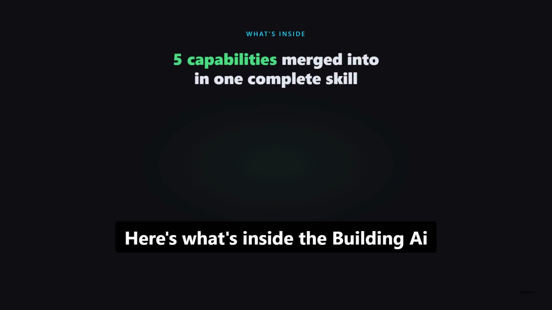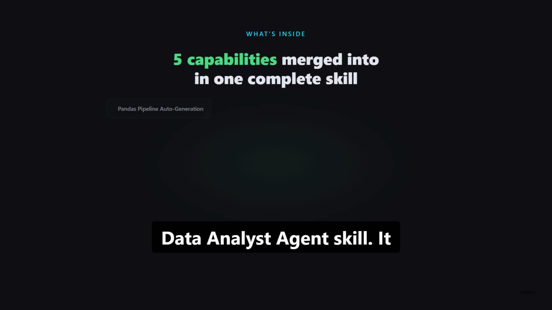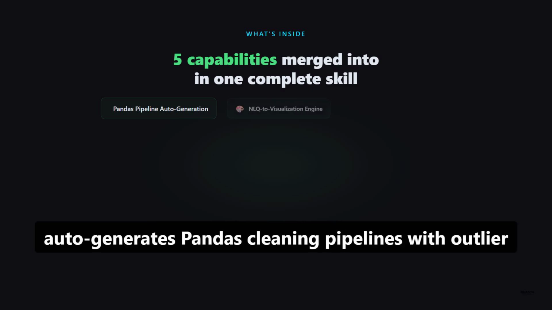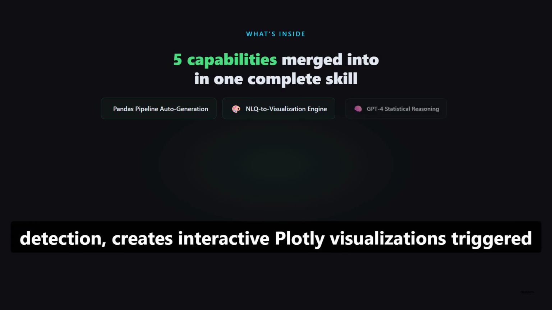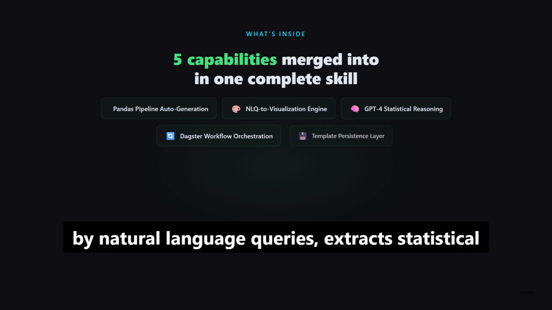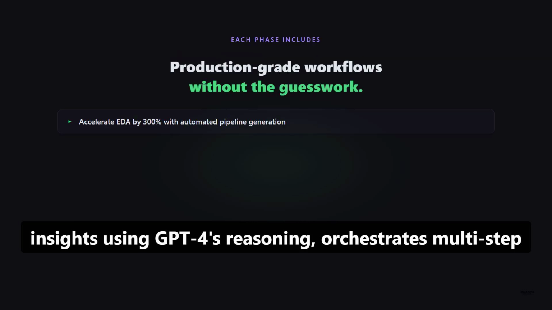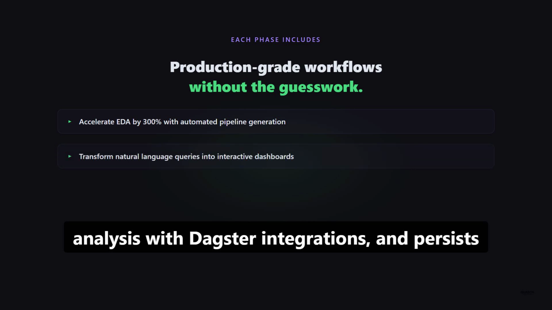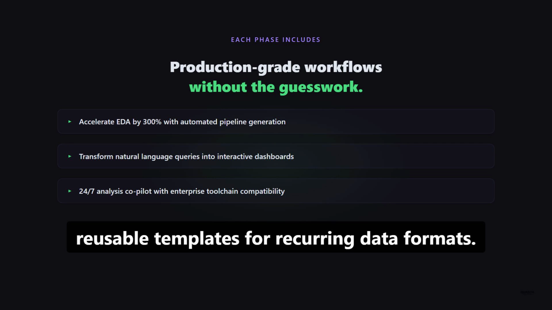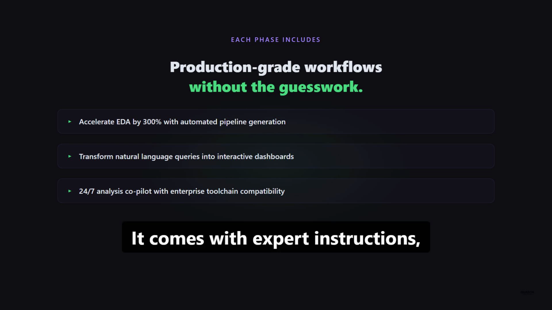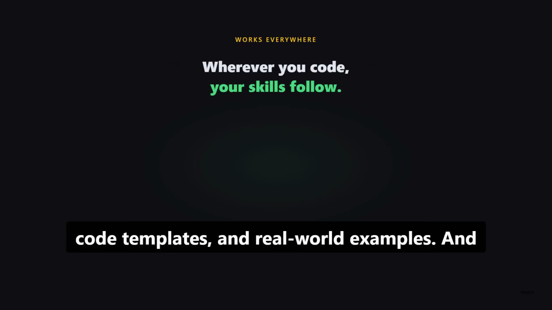Here's what's inside the Building AI Data Analyst Agent skill. It auto-generates pandas cleaning pipelines with outlier detection, creates interactive Plotly visualizations triggered by natural language queries, extracts statistical insights using GPT-4's reasoning, orchestrates multi-step analysis with Dagster integrations, and persists reusable templates for recurring data formats. It comes with expert instructions, code templates, and real world examples.